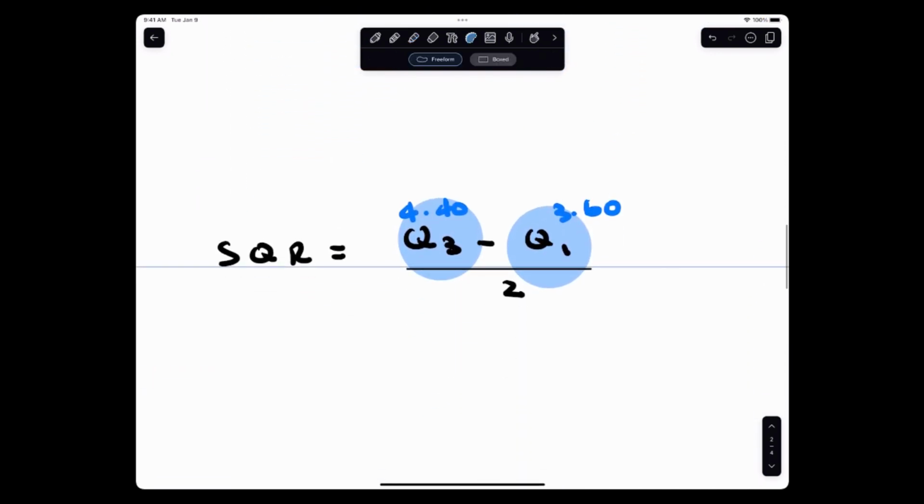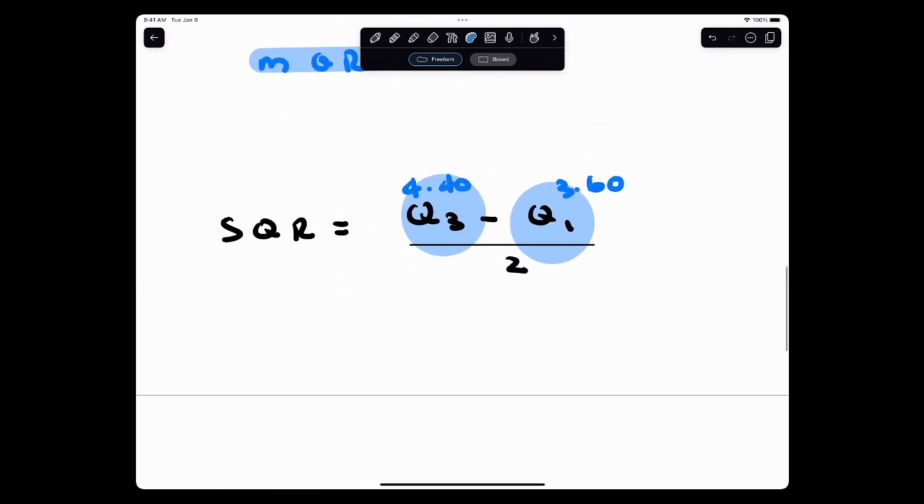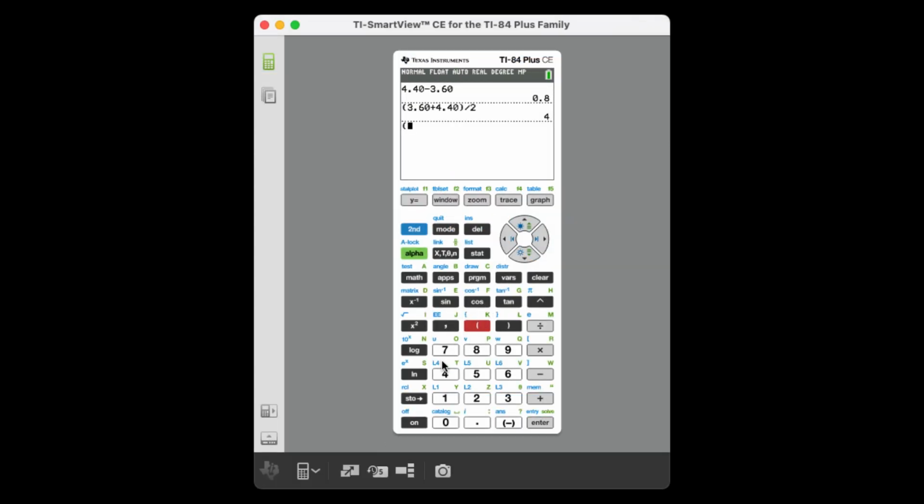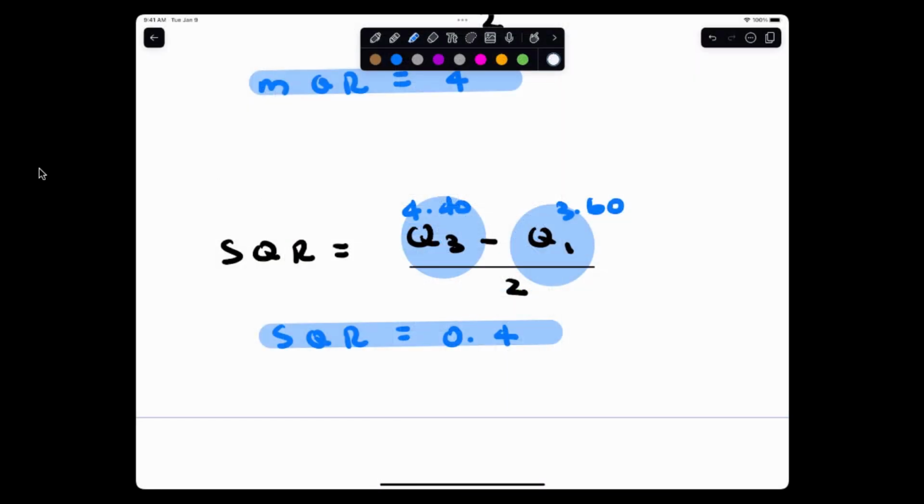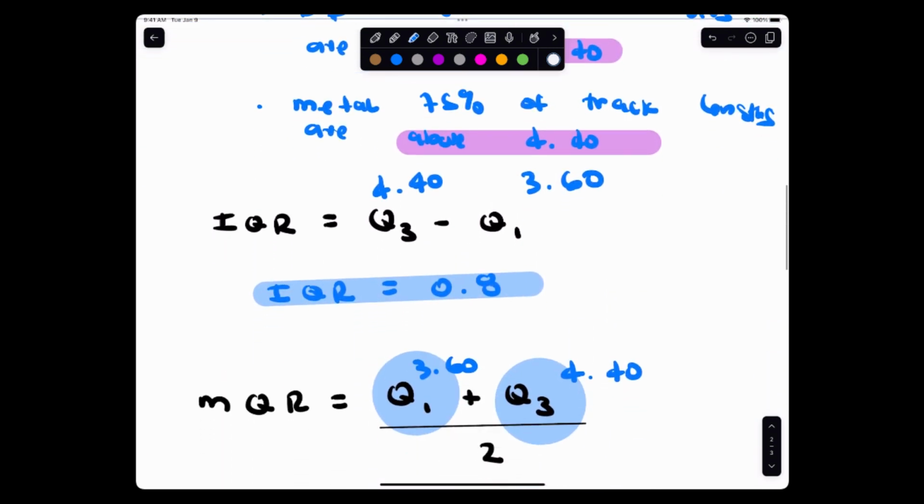And finally, the semi-quartile range. Here we go. 4.40 minus 3.60, divided by 2, and what do you end up with? 0.4.